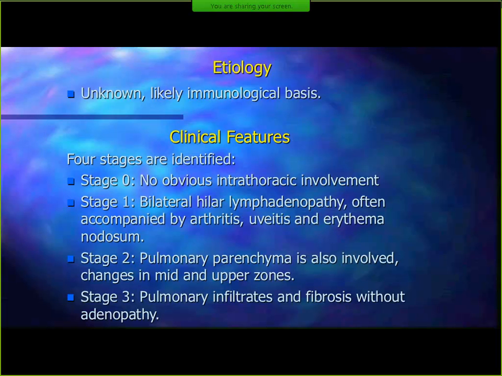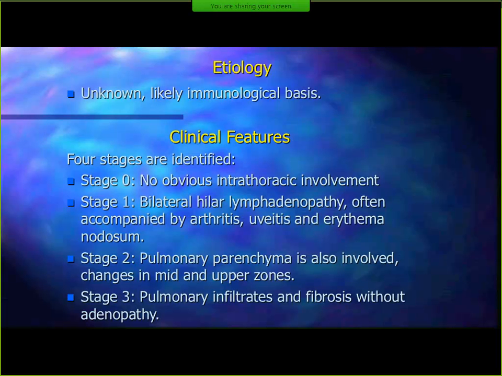We still don't know the etiology, and there are usually 4 stages that are described. Most of the time it regresses and it's benign, in about 85% of the cases. Stage 0 has no obvious intrathoracic involvement from the pulmonary perspective. Maybe they have skin sarcoidosis or whatnot. Then stage 1 is bilateral hilar adenopathy, accompanied by arthritis, uveitis, erythema nodosum. Sometimes they come in with fever. That's Lofgren syndrome. It has a very benign course and good prognosis.